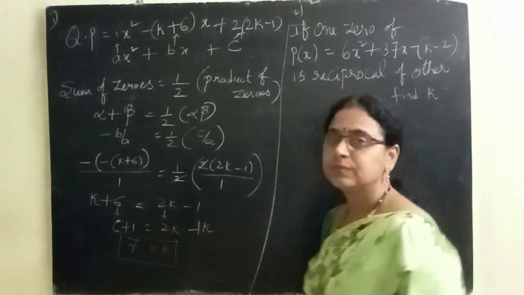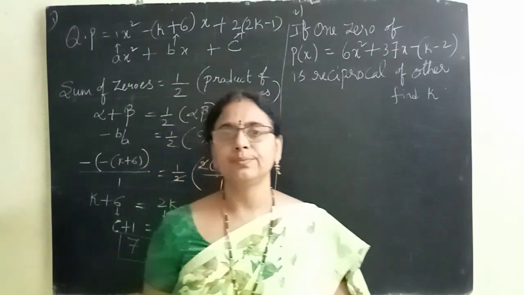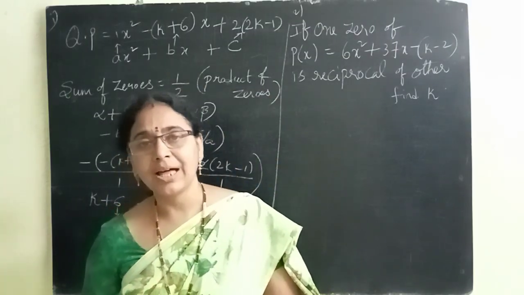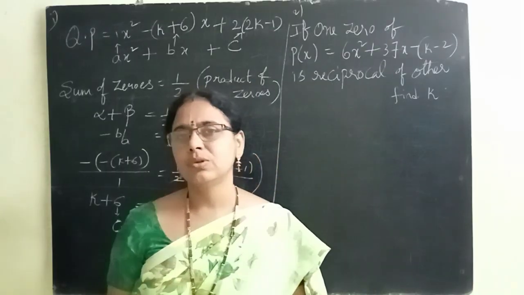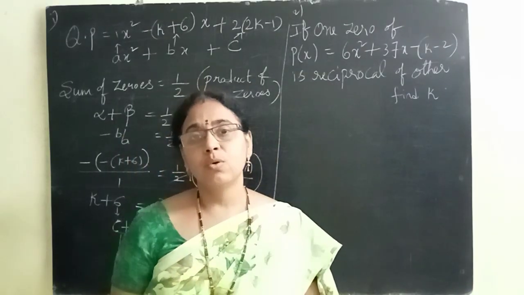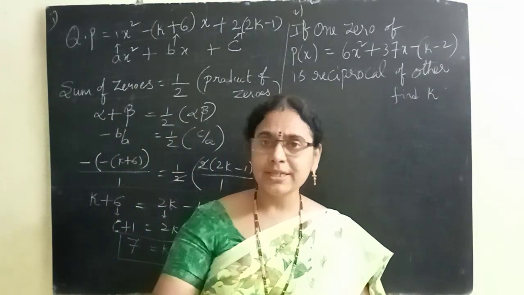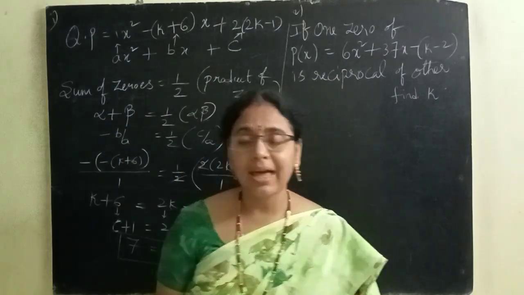Find k. One zero is the reciprocal of the other. If one zero is 2, the other is 1 by 2. If one zero is 5, the other is 1 by 5. If one zero is 2 by 6, the other is 6 by 2. Reciprocal means, like you already know, like that.